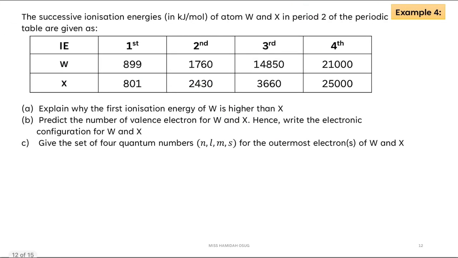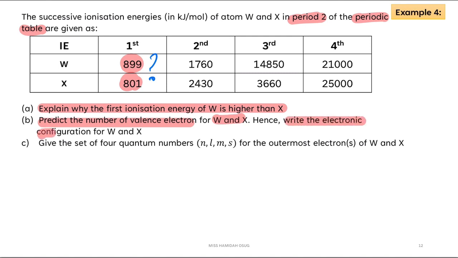So, example 4: you are given 2 atoms W and X, and also their respective ionization energies, the first, the second, the third, and also the fourth. The first question asks you to explain why the first ionization energy of W is higher than X, then predict the number of valence electrons and write the electronic configuration for W and X, and give the set of quantum numbers n, l, m, s for the outermost electrons of W and X.